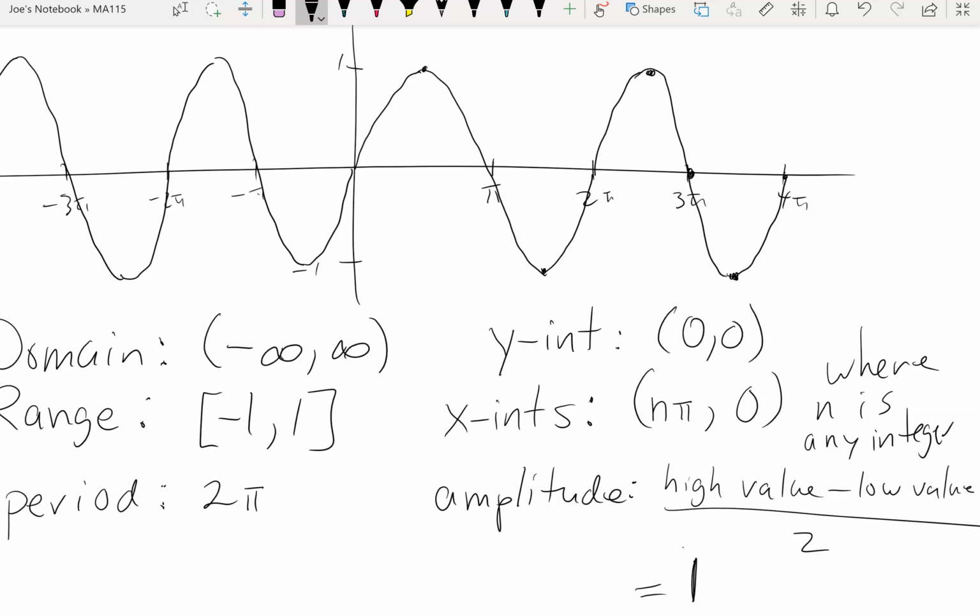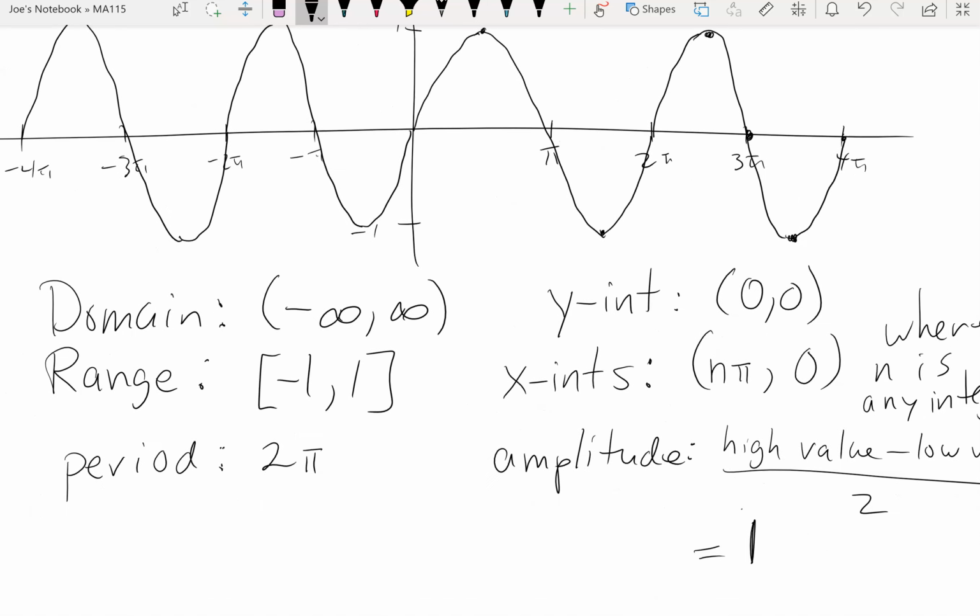Now again, we're going to talk about how we do transformations of these things. In particular, when we do transformations, we'll talk about how it changes the amplitude and the period. We'll talk about those as we get to it. But any questions on how we arrived at that particular graph? And were you okay with the properties that we just wrote down?